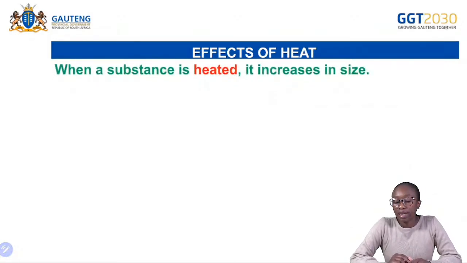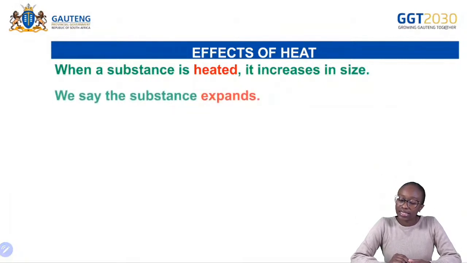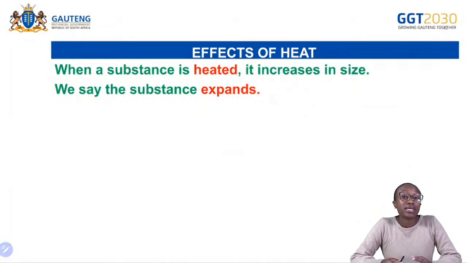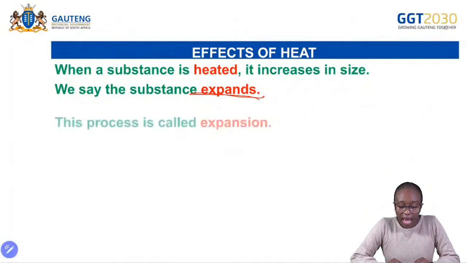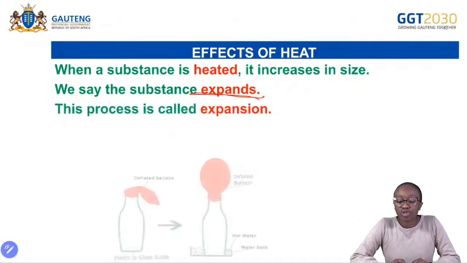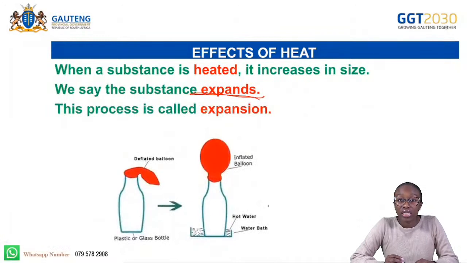So when a substance is heated, it increases in size. We say the substance expands. So it first increases in size before it reaches that point. It could be the melting point where a solid turns into a liquid. So before the solid reaches the melting point, when it is heated, it is going to expand. And this process is called expansion.